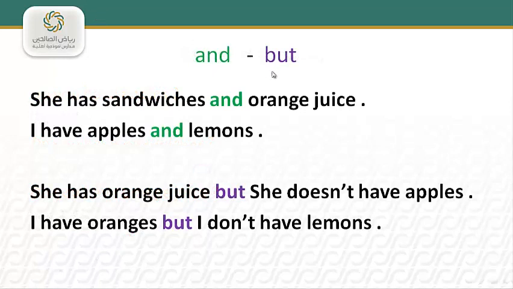And, but, she has sandwiches and orange juice. Of course here "and" means "و" and is used for addition. "But" means "ولكن" and is used for contrast. She has sandwiches and orange juice. I have apples and lemons.